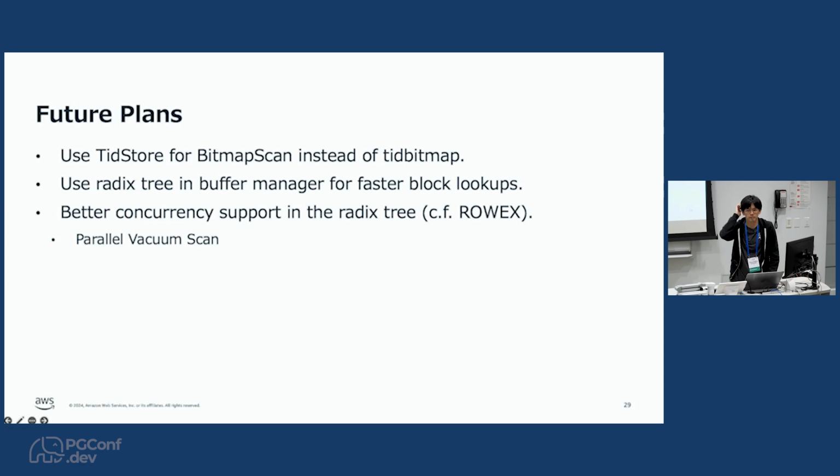So another idea: better concurrency support could be required for the buffer mapping table or the parallel vacuum scan. And yeah, I'm actually writing a POC patch for the parallel vacuum scan. And in this case, I think we need multiple workers to scan the single table, and every worker writes the TIDs to the shared TidStore. Yeah, but they are working on different parts of it.